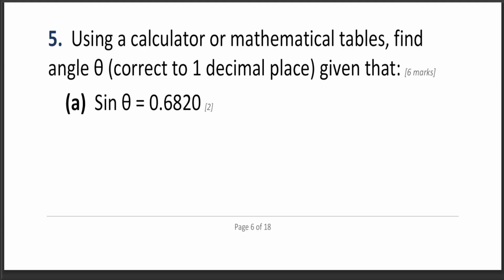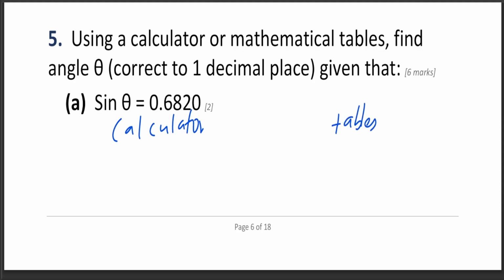Now, question 5, using a calculator or mathematical tables, find angle theta correct to 1 decimal place given that sin theta is equal to 0.6820. So hapa sin theta, we'll start using a calculator. Calculator, and then we have tables.